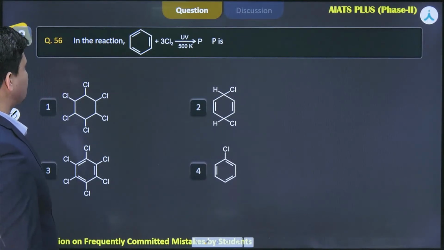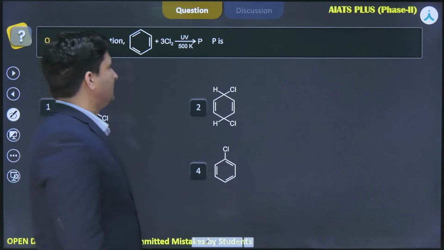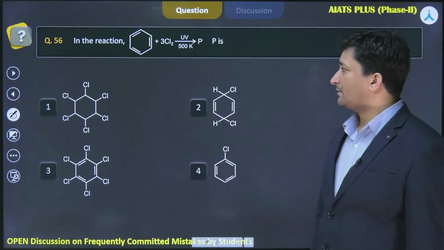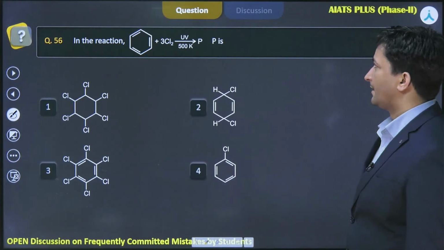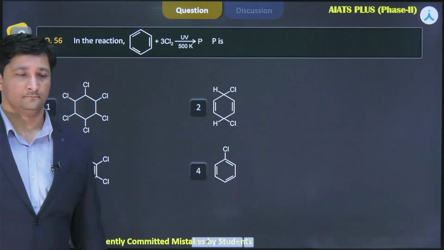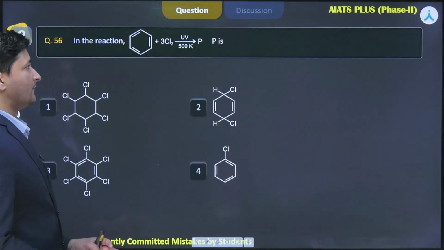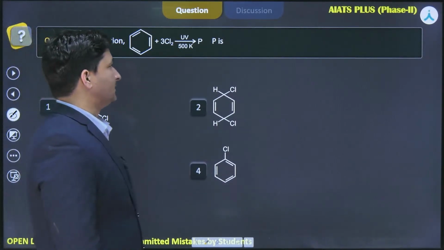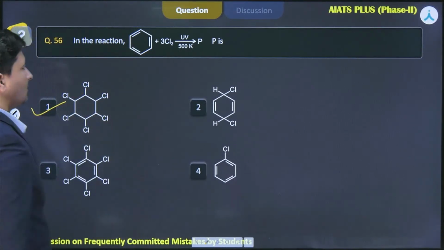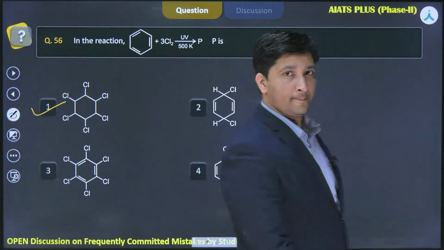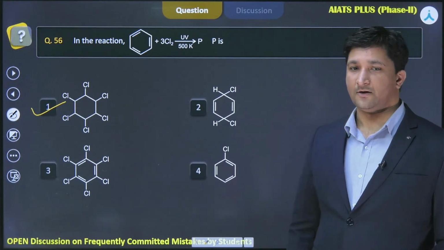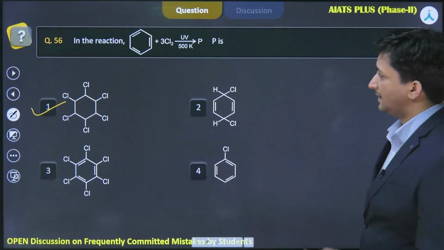This is question number 56. In the reaction, benzene reacts with 3Cl2 in presence of UV and 500 Kelvin. We have to tell the product that we obtain here. You have to remember and memorize all these things. This is there in the hydrocarbon chapter, and in this case your product will be option 1, benzene hexachloride. Anyone having any doubt? Exactly, Hema Malini. The first is going to be the correct answer here.